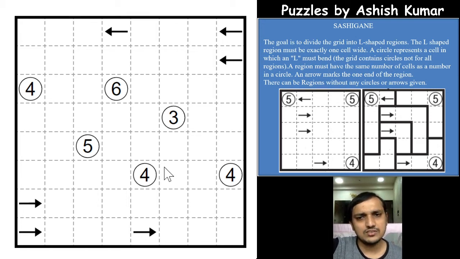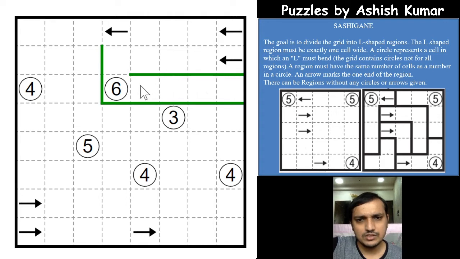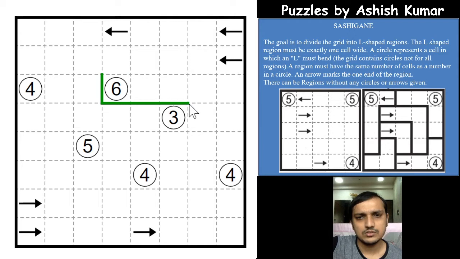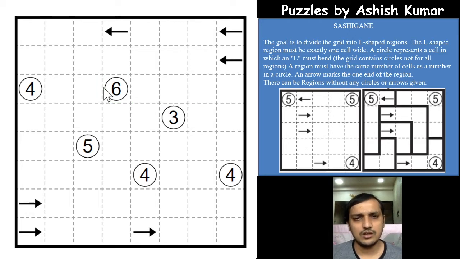If a circle is in the region, then it indicates the number of cells in that region which forms an L shape, and the circle indicates exactly where the bend will occur in the L. For example, if there is a 6 here and there are 6 cells in this L shape, then the bend has to occur exactly at the circle. This is the circle and the bend has to occur exactly here, right? So this is the puzzle. While solving the puzzle, I'll come to some tips that will help you to solve this puzzle faster.